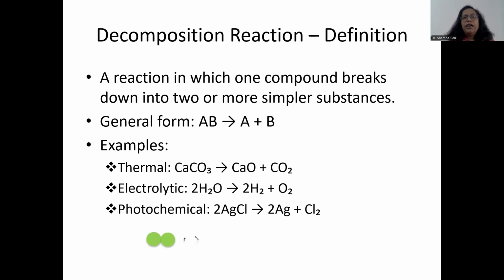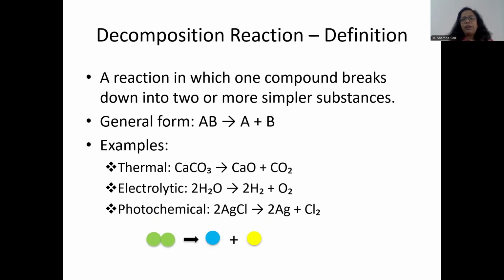Decomposition reaction, a reaction in which one compound breaks down into two or more simpler substances. General form AB giving rise to A plus B. Examples, if you see, mostly like A plus B. Calcium carbonate giving rise to calcium oxide plus carbon dioxide. Water giving rise to hydrogen and oxygen. So the first one is thermal decomposition, the second one is electrolytic, because the first one needs heat, the second one needs current for this decomposition reaction.